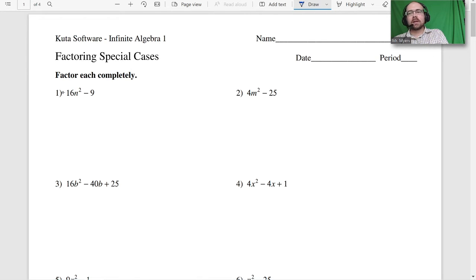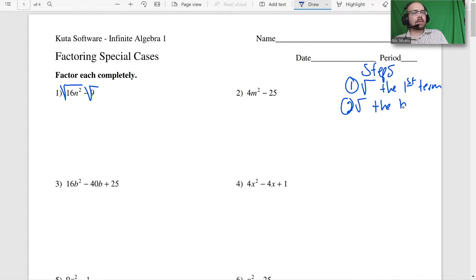What we're going to do is take the square root of the first term, square root of the last term, and then we're going to put this off to the side over here. What I'm going to say is the steps. So the steps are, step one, take the square root of the first term. Step 2, square root the last term. And then step 3, here's the step we haven't done yet. We're going to put it all together.